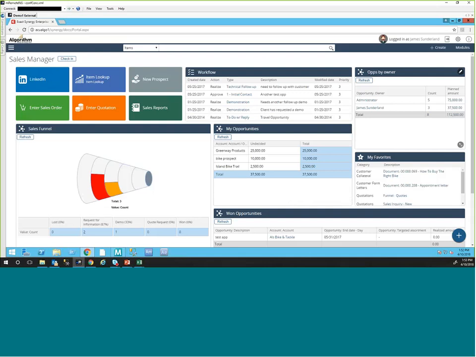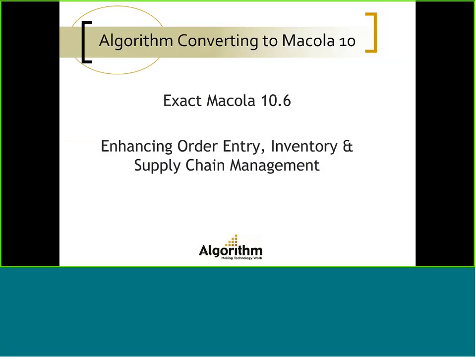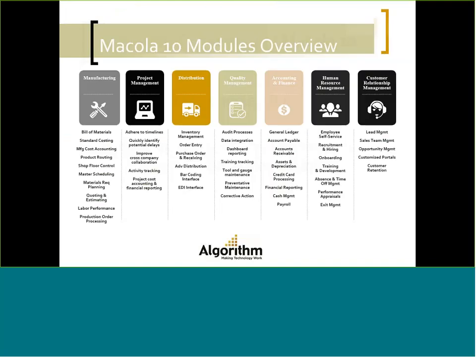Just going to do some housekeeping there and close some of those. I'm going to flip over here and show a little bit of the PowerPoint as far as what some of the enhanced features are. So I showed you the order entry. But the beginning of this shows you just the Macola 10 modules overview. So the manufacturing, project management, distribution, quality management, you can see all of the different top items and then all of the elements below.